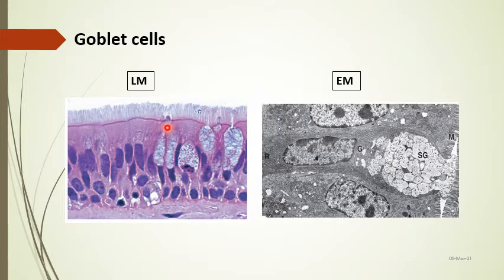Goblet cells can be seen by light microscopy like this. These are the goblet cells. As we see, they are found within the cells of ciliated pseudostratified columnar epithelium that can be seen in the respiratory tract, the trachea. We have goblet cells.